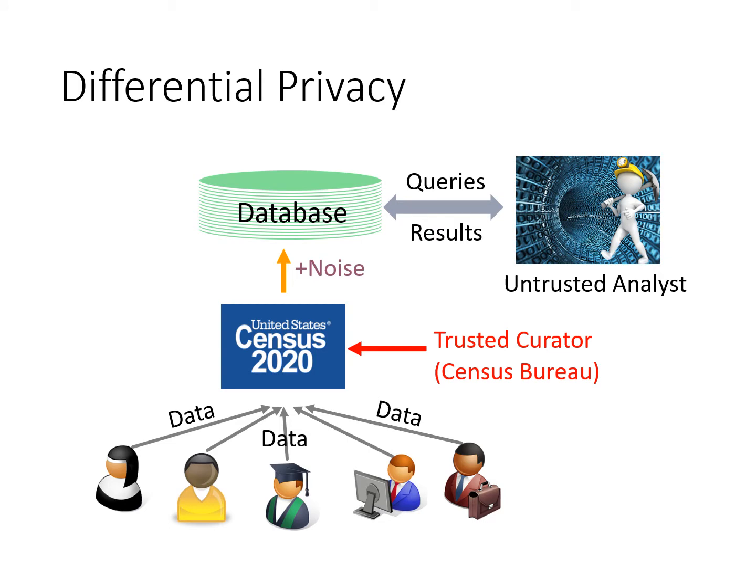To address the privacy issue, differential privacy has become the gold standard. Still considering the census, for example, the Census Bureau can be viewed as a trusted curator. After collecting personal data, the Census Bureau will add some form of noise to the aggregated data before releasing it. The noisy database, on one hand, can protect the privacy of every individual, and on the other hand, it allows an untrusted analyst to make statistical SQL queries.